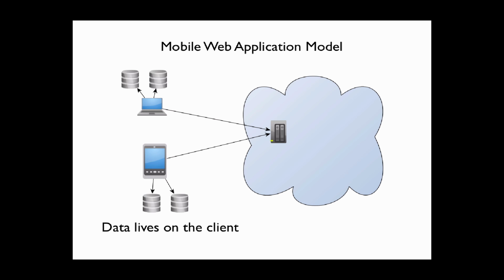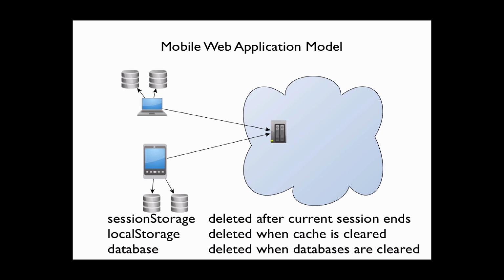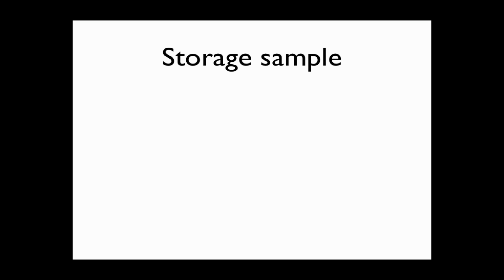This is because the client device may not always be connected to the internet, and you need immediate and local access to data. We have three options: session storage, local storage, and a database. Session storage lasts only until that browser session is closed. Local storage lasts until someone selects the empty cache option. And databases are kept until someone selects the clear databases option.